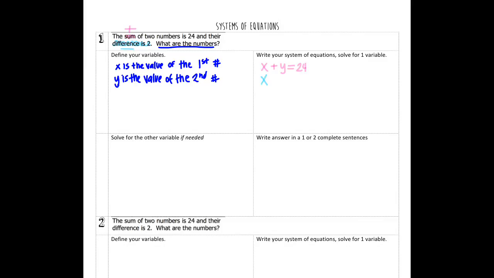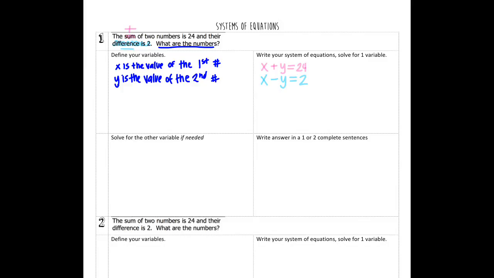And if you're wondering, oh, well, how do I know which way it's subtracting? Well, since the numbers aren't generated yet, we haven't found the answer yet, then it doesn't matter which way you do it. It'll still give you the correct answers for x and y. Okay, so write your systems and solve for one variable.